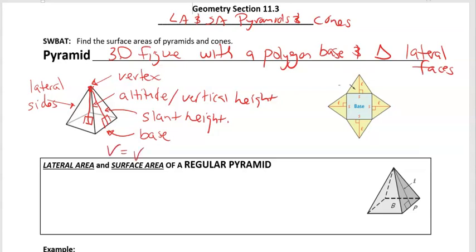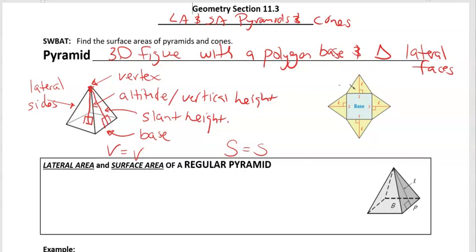V equals V. What that means is vertical height is going to be for volume. S equals S. Slant height is going to be for surface area. So make sure you use the V, the vertical height, when you're doing volume. We'll do that later. And S, slant height, when you're doing surface area. And we're going to have to develop the formula.